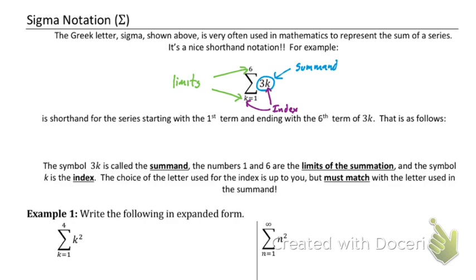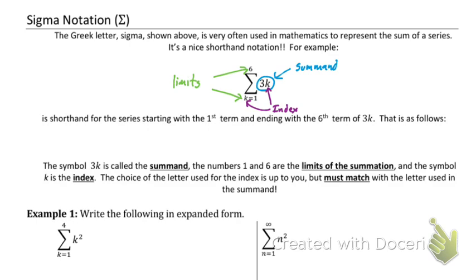Your index indicates what you're doing. Well, this is just a sequence that's being added. It tells you where to start and where to end, but you need to add it. So what's happening here is they're saying your very first number you should come up with is k equals 1.